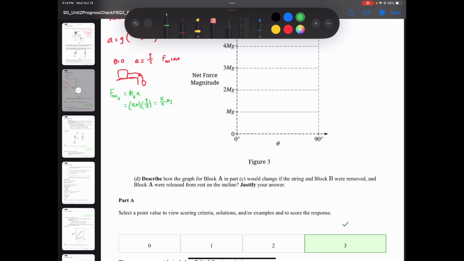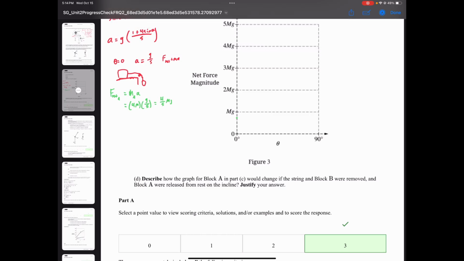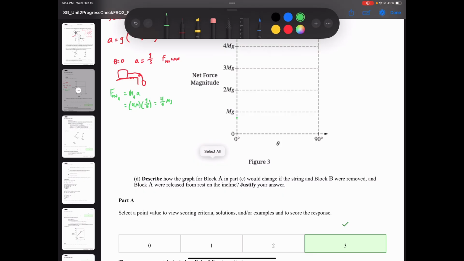Okay, so I'm going to just plot that point now so we don't forget. I'm going to do mass A in green. That's 4 over 5 mg. Right? And then for mass B, we'll do it in blue.